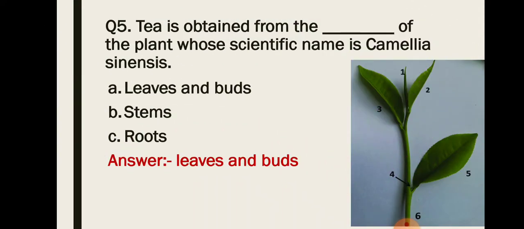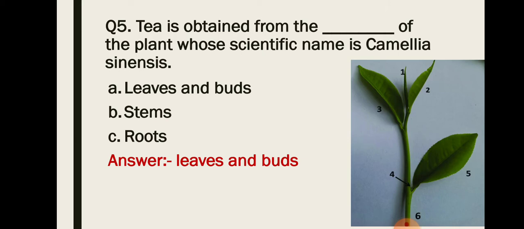Tea is obtained from which part of the tea plant? Leaves and buds, stems, roots. The correct answer is leaves and buds. Tea is obtained from the leaves and buds of the plant whose scientific name is Camellia sinensis.